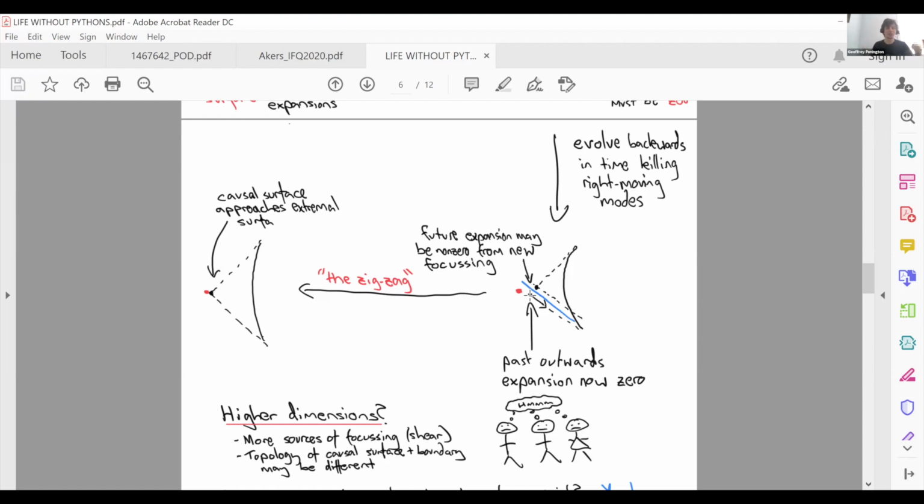And now we can start evolving forwards in time again, killing off this left moving mode that's falling in, right? So we evolve forwards in time, and that's going to push us out a bit this way, and then this way, and so on as we go forwards and backwards in time, lots and lots of steps. We call this the zigzag, as we gradually expand outwards and outwards, and eventually you can show that it's going to have to converge. The causal surface is going to converge on the extremal surface, or the extremal surfer, as apparently I wrote. So we can get all the way we want.